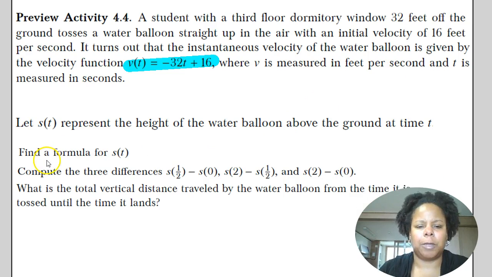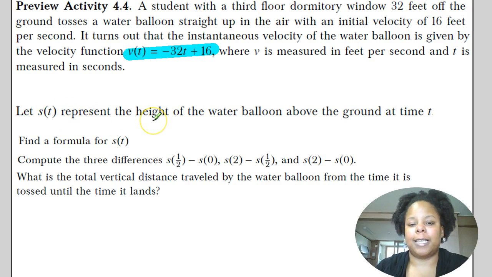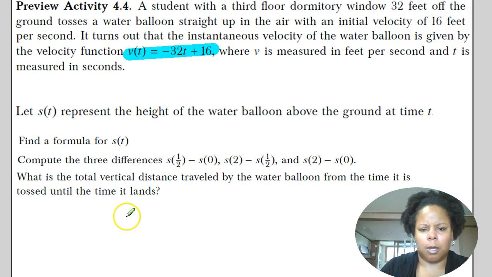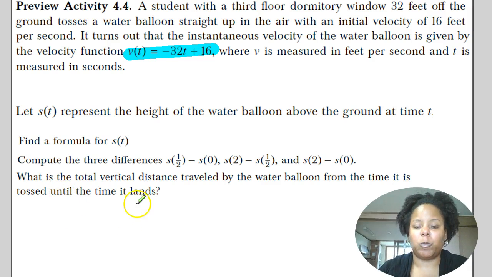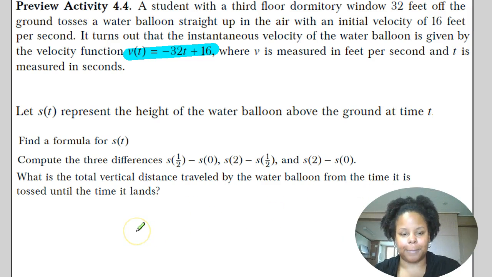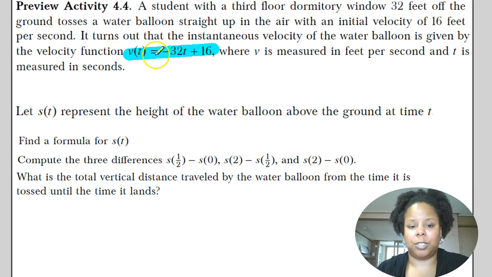So I have 3 things that I would like to do. If I let s represent the height of the water balloon above the ground at time t, can I come up with a formula for s of t? And then I'd like to use that formula to compute the differences for different subintervals of the time, and then determine what is the total vertical distance traveled by the water balloon from the time it's tossed to the time it lands. All of that depends on the formula for the height, which is like the position function.